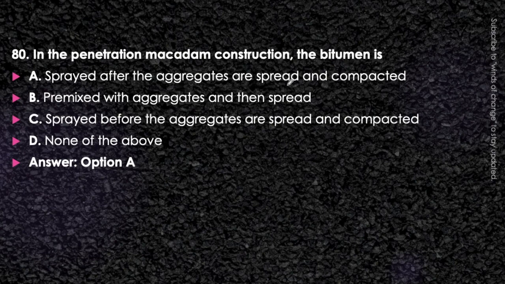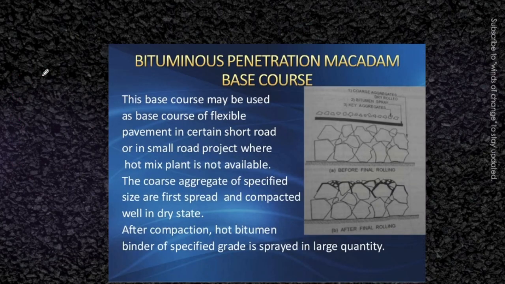So what will be the process here? First of all, the aggregates are spread, they are compacted properly. There will be dry compaction as well as wet compaction, and then we will spray the bitumen. Okay, so this process is adopted in case of the penetration macadam construction. So here you can see the bituminous penetration macadam base course. First of all, the aggregates are placed and compacted, and then the bitumen is placed above it, and then again the compaction is done.